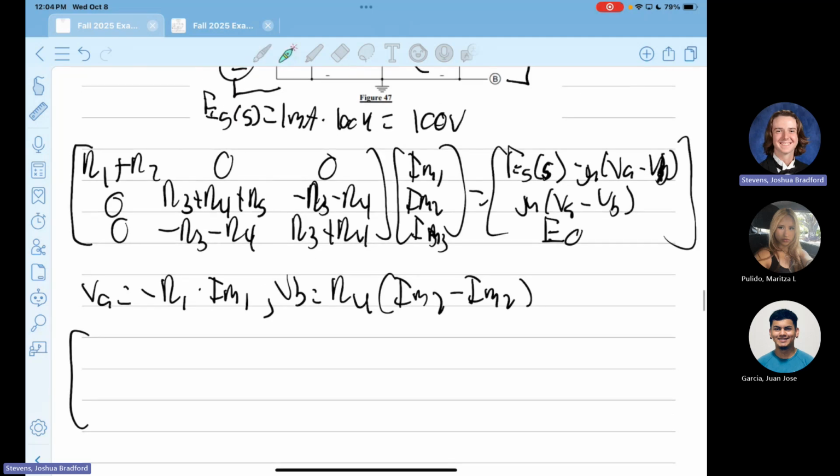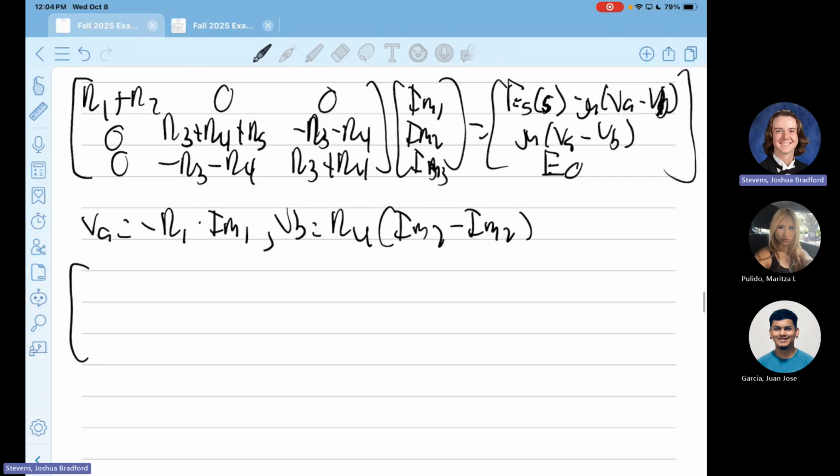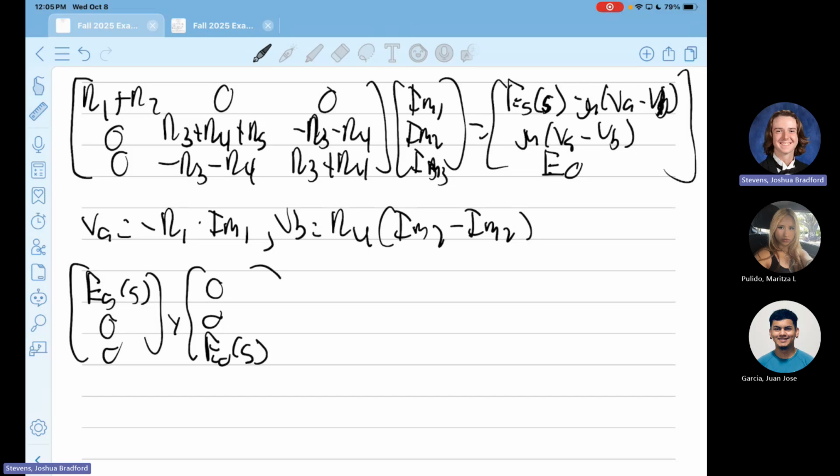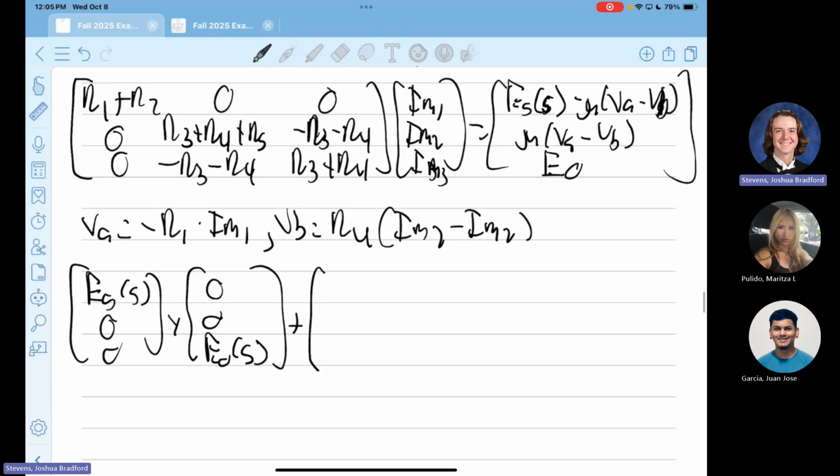All right. I'm just going to do this one right here, but I'm going to keep everything, or I'm going to do independent, what we put in, and dependent sections. All right. So EG of S, 0, 0 plus 0, 0 E naught of S. We agree with that so far? Yay, nay? Cool. Sweet.